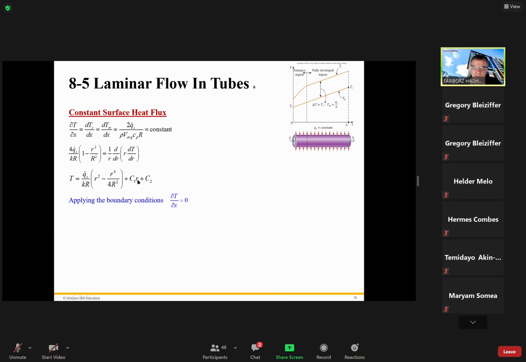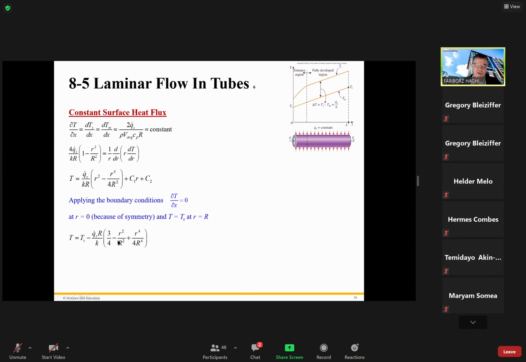We mentioned that the center of the pipe is a maximum or minimum temperature. Therefore, dT over dr equals 0 there, and I can use that to find this expression. This expression gives me the value for Ts. If I know the heat flux Q, I can calculate this temperature profile.